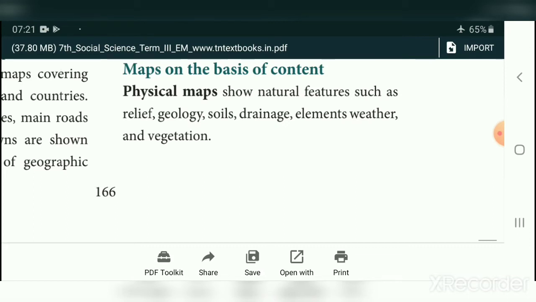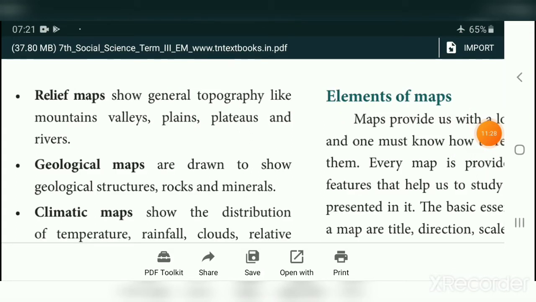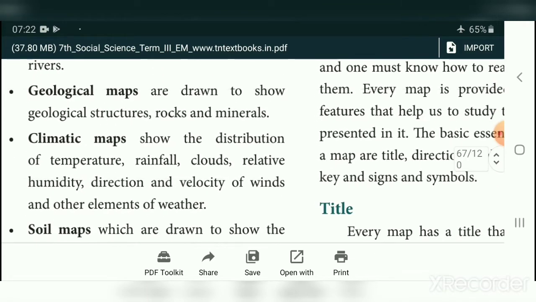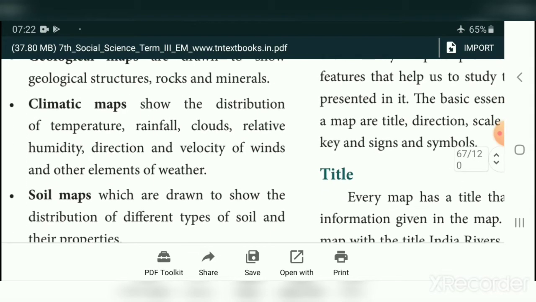What are the physical maps? The natural features like relief, physiography, geology, soil, and the rivers joining the sea, that is called drainage, and weather element and vegetation, which is nothing but forest. Then relief map shows general topography like mountains, valleys, plains, plateaus and rivers. This we call relief map. Geological map is drawn to show geological structures, that is rocks and minerals. This we call geological map.